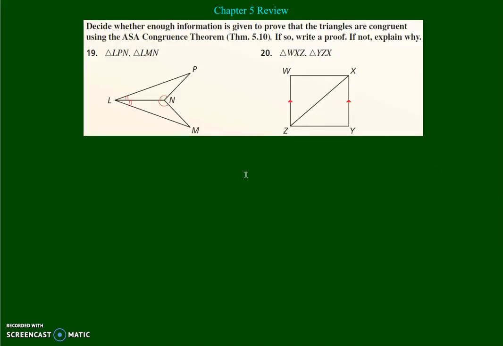Problems 19 and 20 are similar to the other ones. We're asked to decide whether enough information is given to prove that the triangles are congruent using the angle side angle congruence theorem. If so, write a proof. If not, explain why not. So, in 19, we have triangle LPN and triangle LMN. We're given this angle is congruent to this, and this angle to this. And these triangles share side LN. So it looks like we have angle, side, angle. So yes, it does appear there is enough information. So let's go ahead and try to prove this.